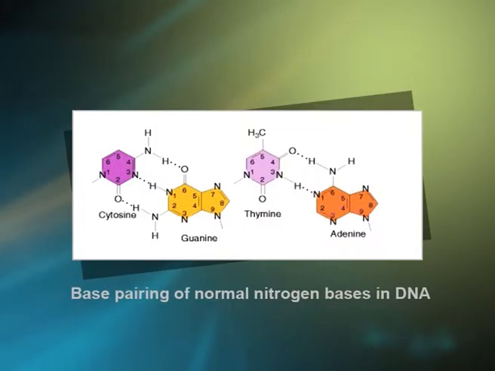The structure of the bases as shown in this figure are the common, most stable forms in which adenine always pairs with thymine and guanine always pairs with cytosine. Here in this figure, you can see the base pairing of normal nitrogen bases in DNA.